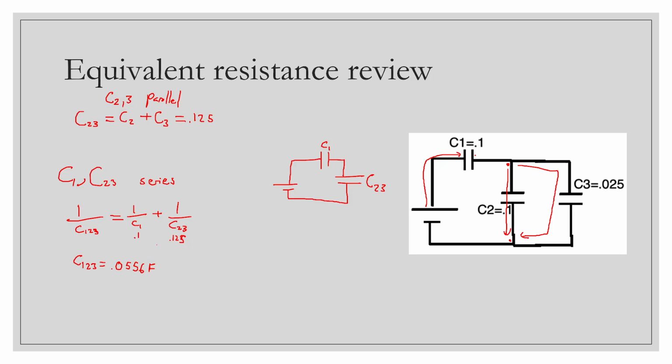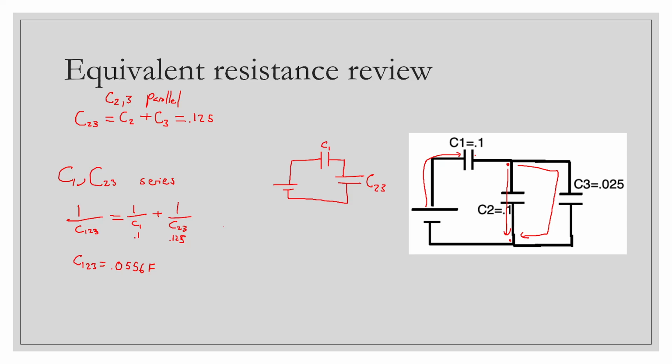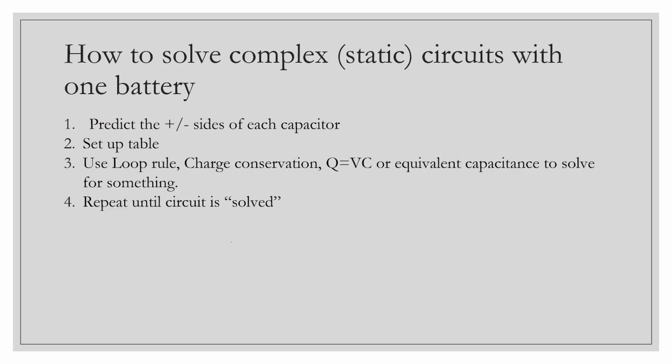Now let's talk about how we put it all together to solve a circuit. There are 2 methods. One I showed you right before break, which is to take all of your loop rules, your charge conservation equations, and then Q equals C times V, and solve them as a system of equations. That works for situations with up to 3 capacitors. It's also always true, so there'll be situations where we have to use that. But when you have more complicated circuits, it's usually easier to use equivalent capacitance at some stage. So that's what we're going to go through here.